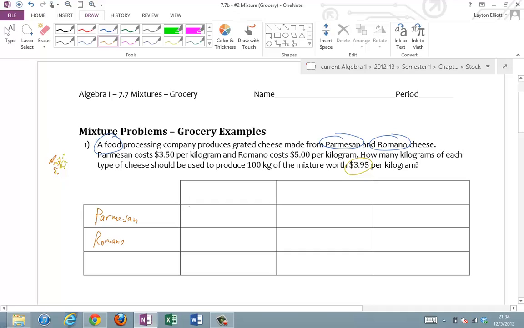My rate, which I could start with, actually we'll put rate in the middle because that's where we put it, rate times time. Oh no, we did rate times time equals distance. We'll put rate at the beginning. We'll go rate, and we'll have that rate be a cost per kilogram because that's what these units are. $5 per kilogram, $3.50 per kilogram, it's a cost per kilogram.